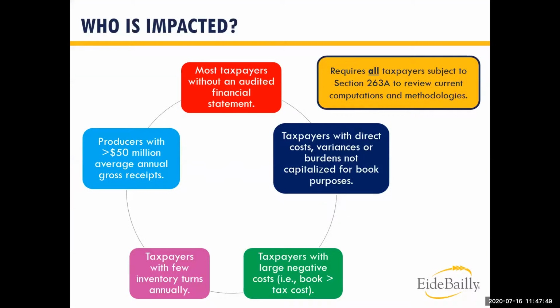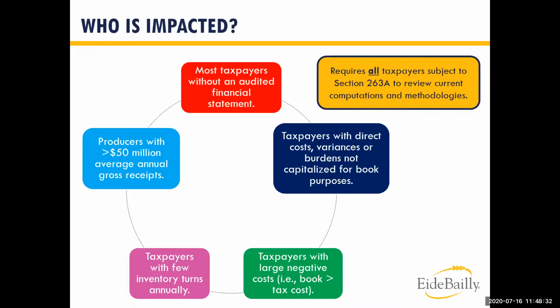And really, all taxpayers who are subject to Section 263A should review their current computations and methodologies in light of these final regulations. We've listed here some examples of situations where a taxpayer may be more significantly impacted. I mentioned the issue about audited financial statements. If you have a significant amount of average annual gross receipts, but also if you have few inventory turns, or if you have different variances or burdens that have not been capitalized for book purposes, this really should be an area that you look at more fully.